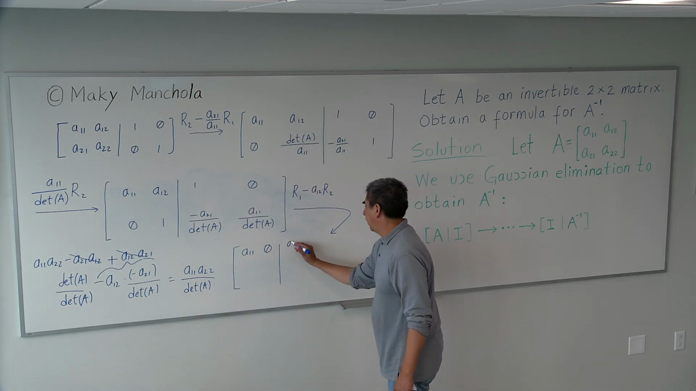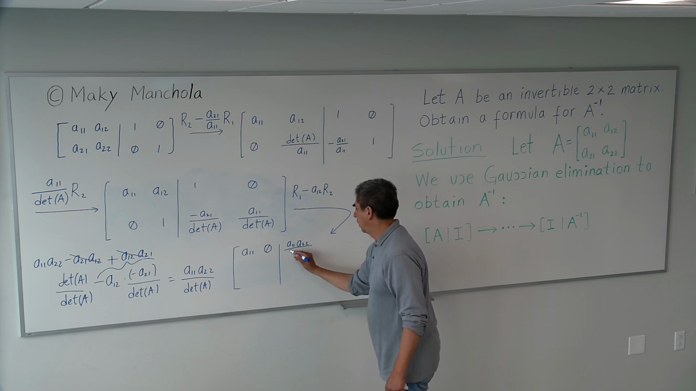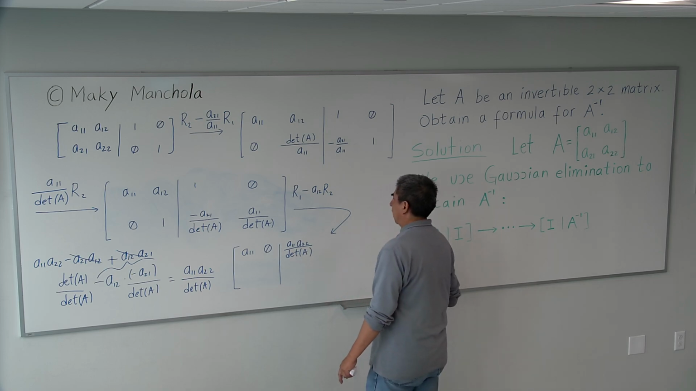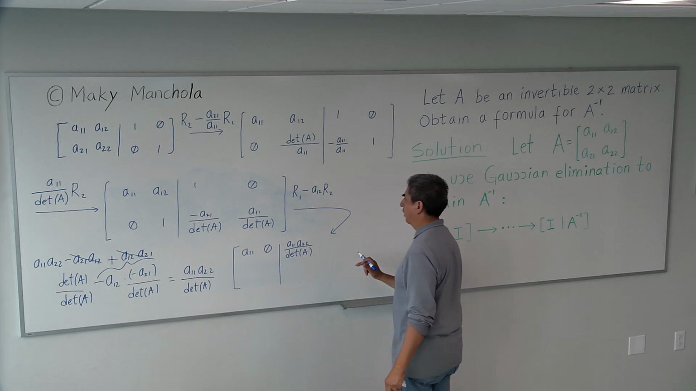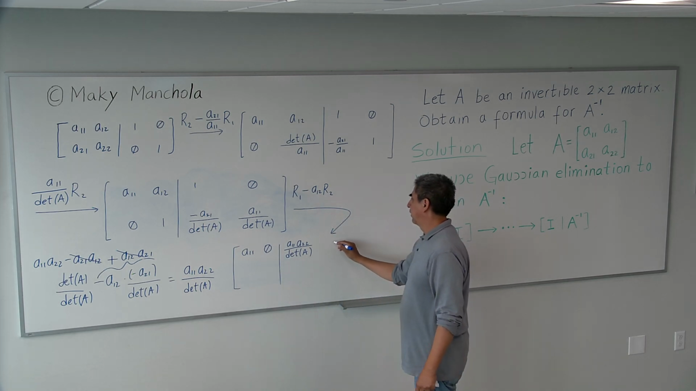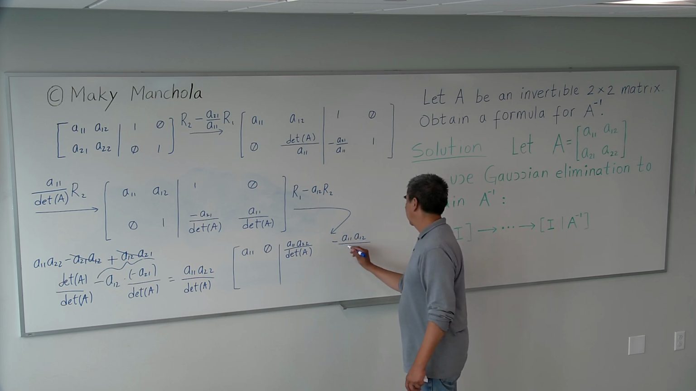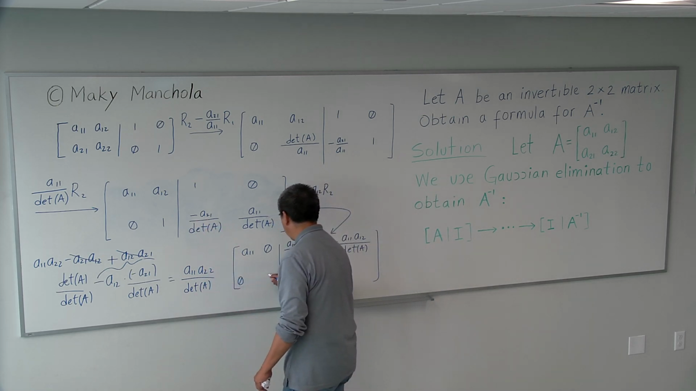So, A11 A22 over determinant of A. And then 0 minus A12 times A11 over determinant of A, which is negative A11 A12 over determinant of A. The second row remains unchanged.